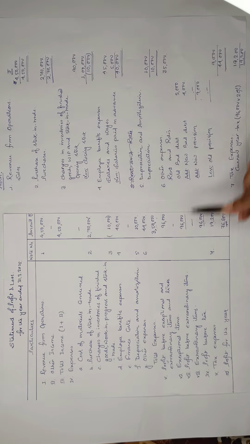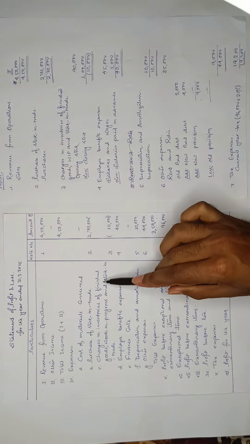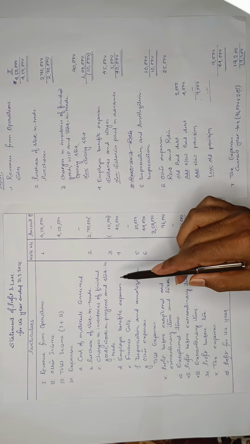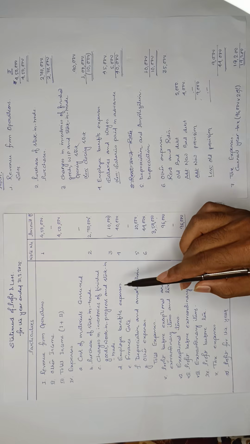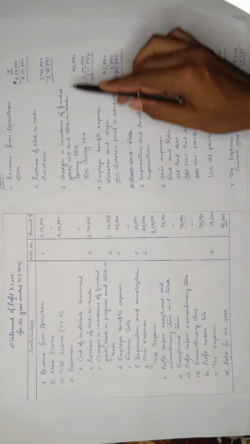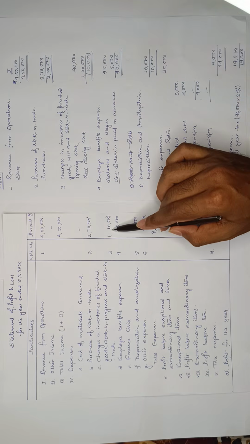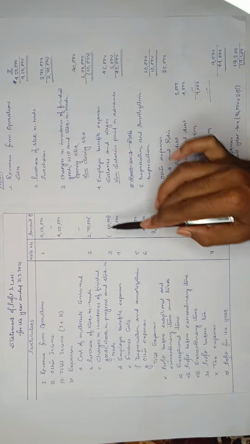Next is changes in inventories of finished goods, work in progress, and stock in trade. We'll find the difference between the opening and closing stock. My opening stock is 90,000, my closing stock is 10,000. So minus 10,000 is the difference that I have shown here.